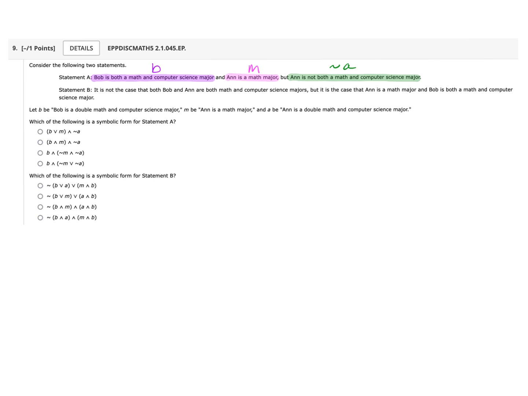So our connecting words here are and, but. So and is the little upside down V. But is a word we use in English that tends to represent and before a negation. So this is really an and. So this statement says B and M, definitely B and M, but not A. So B and M and not A. Okay, so that one is the second option here.